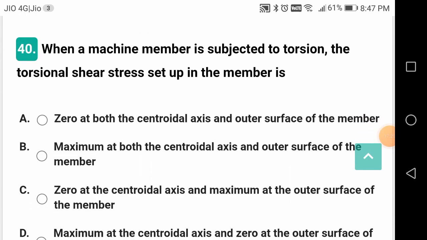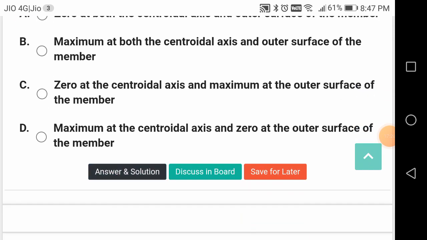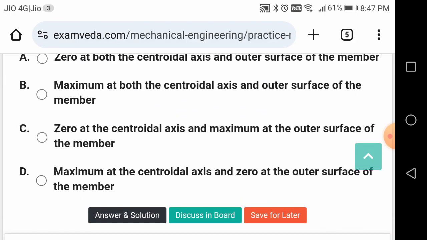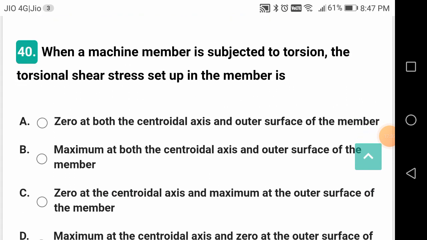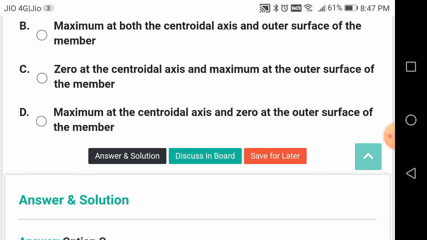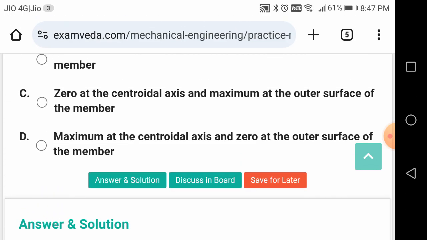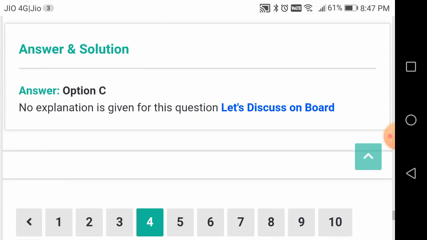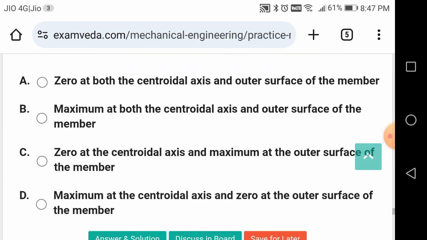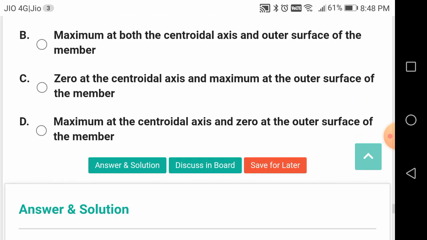When a machine member is subjected to torsion, how is the torsion shear stress set up in the member? It is zero at the central axis and maximum at the outer surface. We have to check it, friends. Actually, it should be zero at the central axis and maximum at the outer surface. But bending nature will be different. Maximum at the outermost fibers and zero at the central axis, that is for bending.